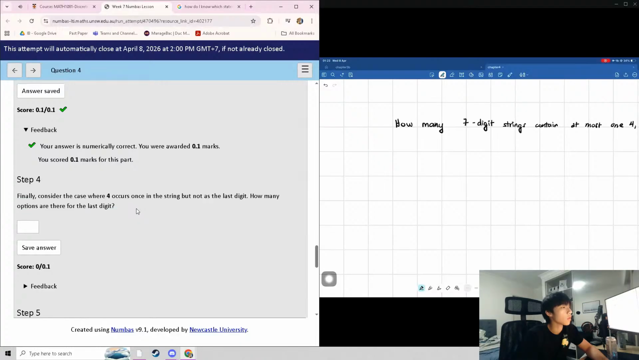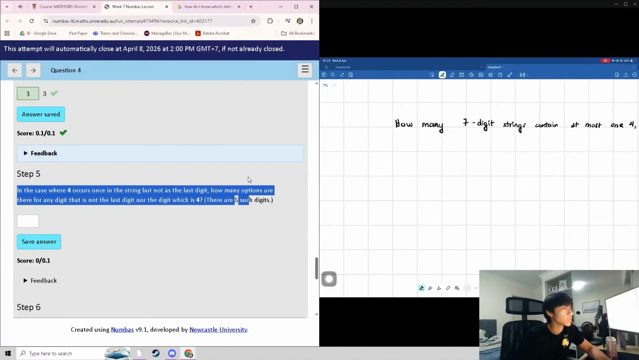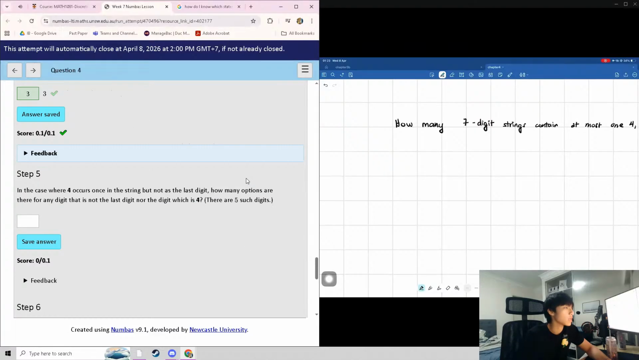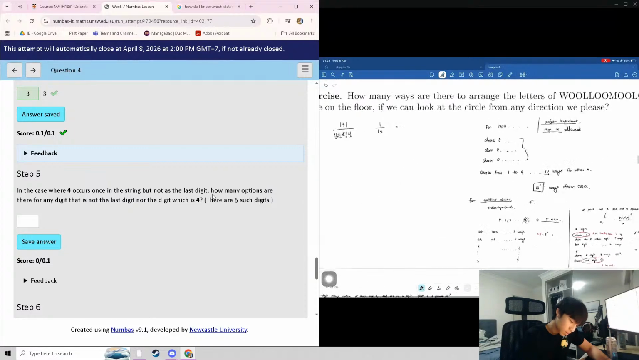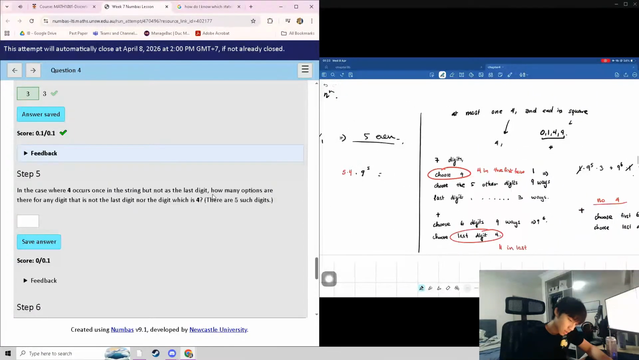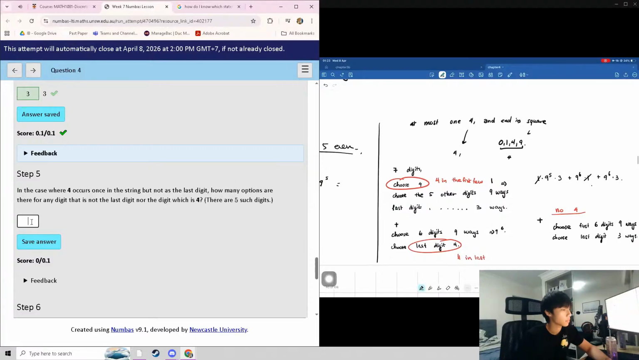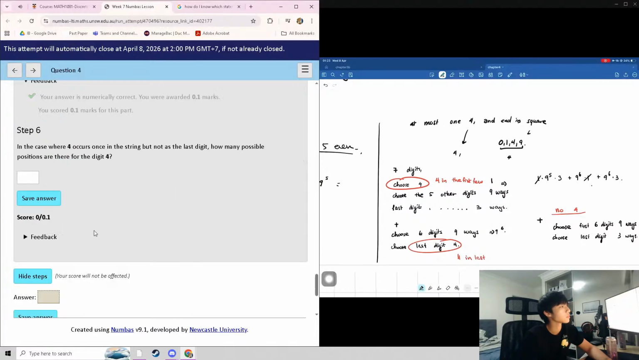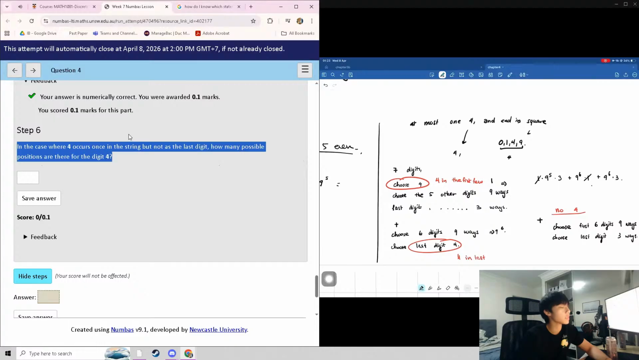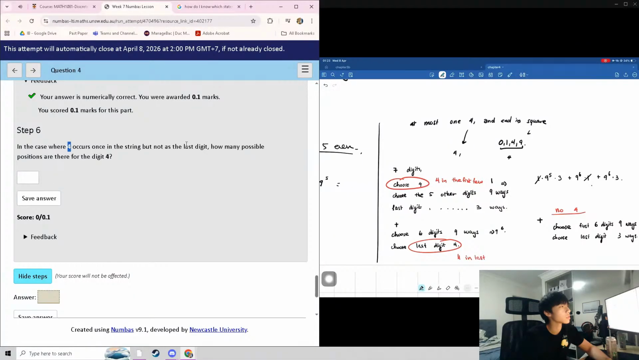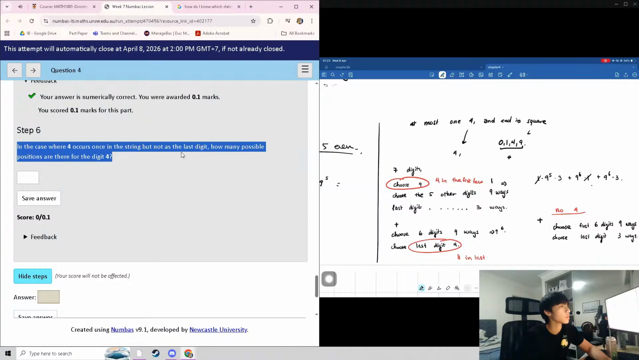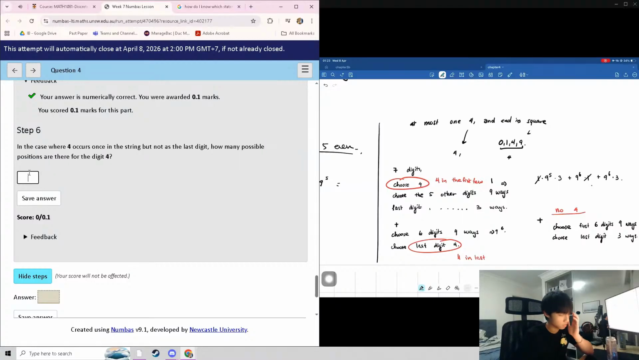Finally, consider the case where 4 occurs once in the string but not in the last digit. How many options are there for the last digit? 3. How many options are there for any digit that is not the last digit? Did I do 9 to the 5? I did do 9 to the 5. Four occurs in the string but not as the last digit. How many options are there for the position of the 4? There are 6.